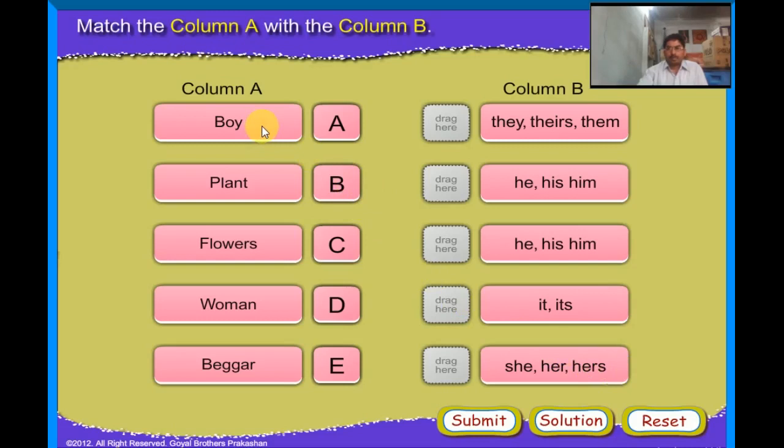Boy: he, him. Plant: it. Flowers: they, them. Woman: she, her. Beggar: he, him.